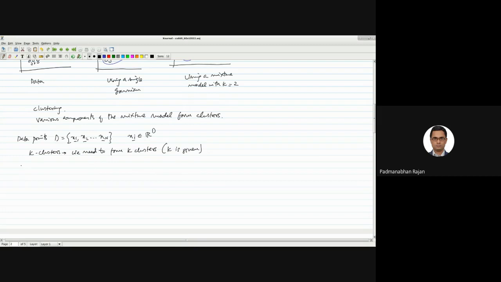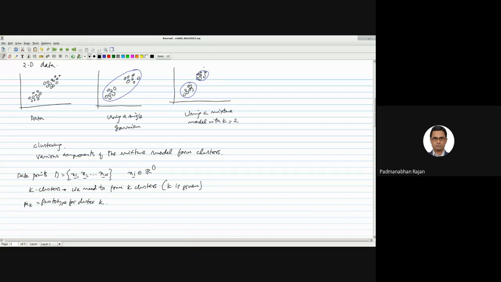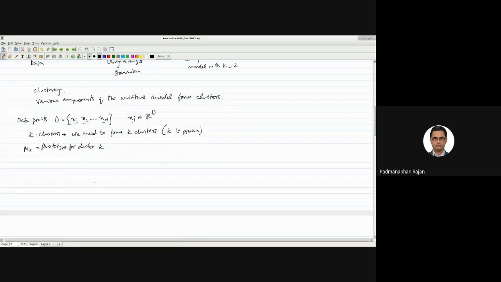To define what is a cluster, we define what is known as mu k, which we call a prototype for cluster k. A prototype is some representative which represents all the data in the cluster. That representative could be, for example, some data point in the center of the cluster. So we will see what that prototype is.